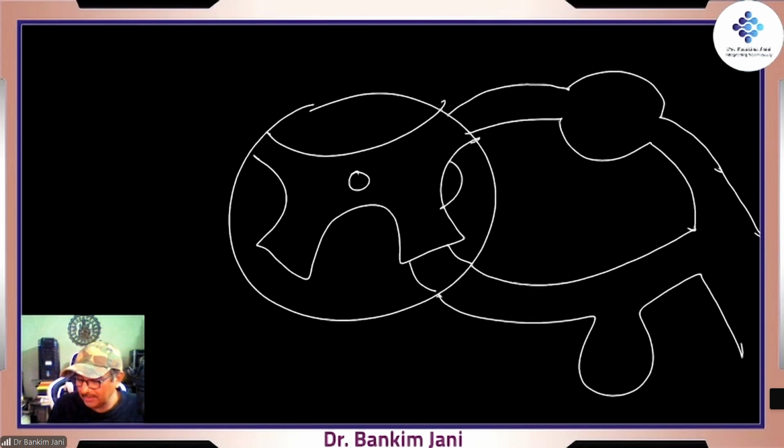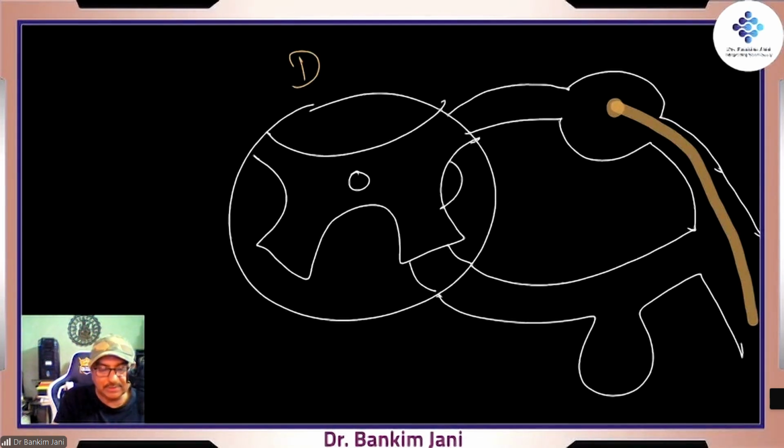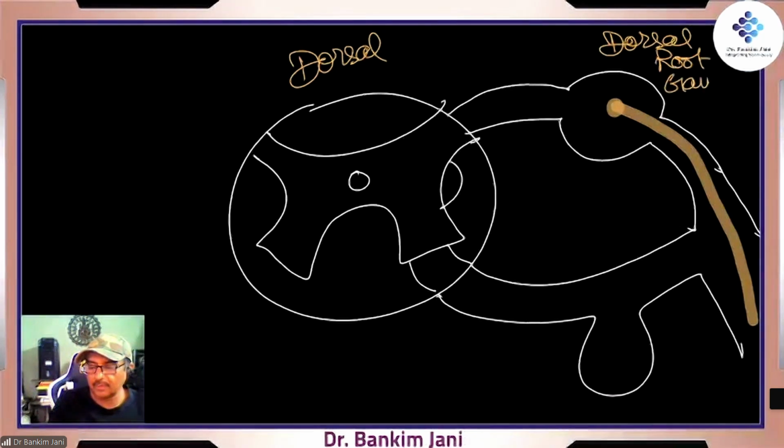Let's start with this sensory part. So it goes over here. This is what is called the dorsal root ganglia. Dorsal, because this is dorsal. Right? This is dorsal root ganglia. You can see this is like a relay center. It's called the relay center.